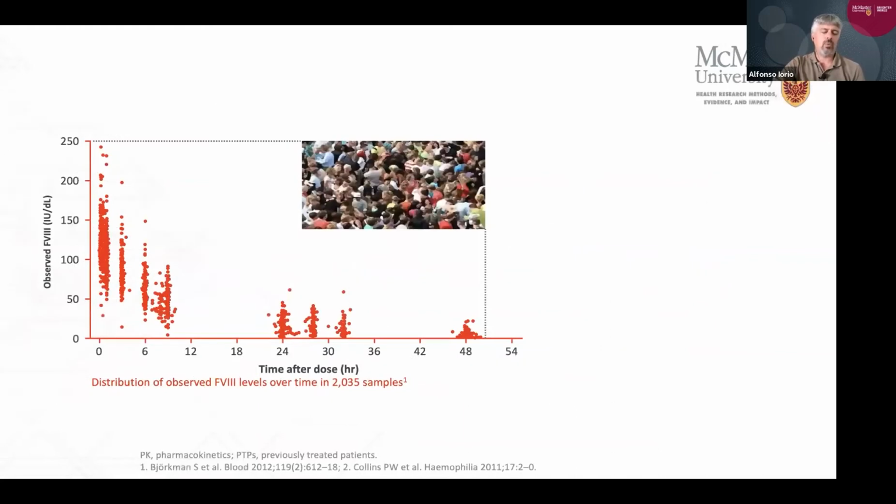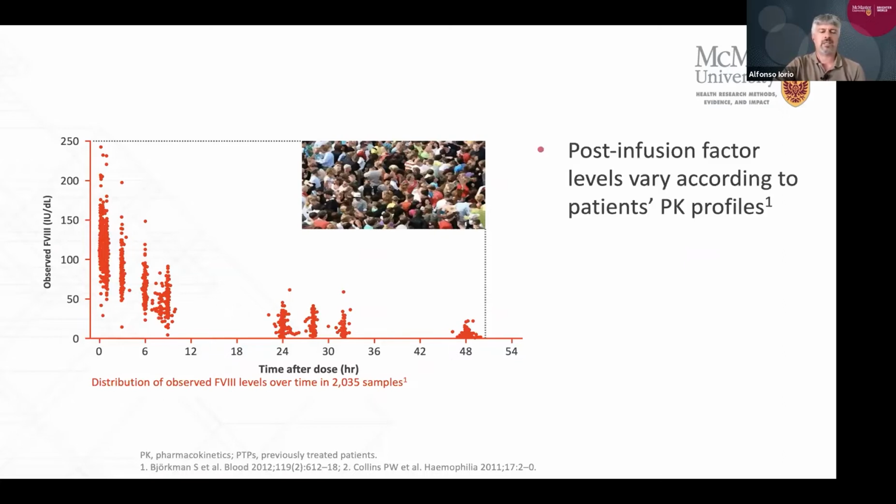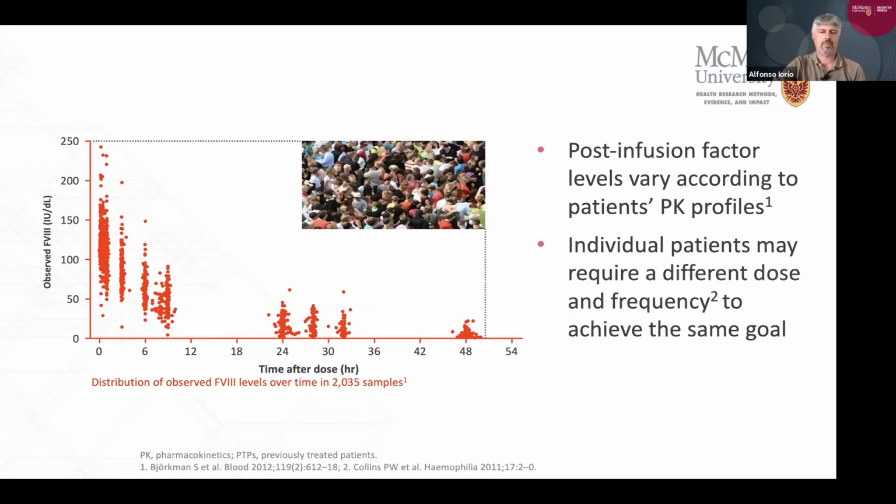Now, why do we need to tailor to the individual? Because if you give the same dose, say 50 units per kg, to a population of patients, you have very different factor levels post-infusion. So the dose that a patient may need to get to a pre-specified 100% peak or 5% trough is very different. The lucky ones follow the green line, they get very high, and then they decay very slowly. The unlucky ones can get a very minimal peak and be free of any residual factor activity in really few hours.